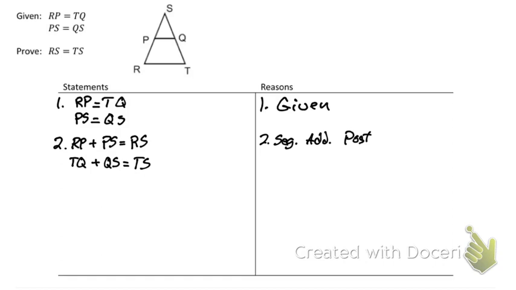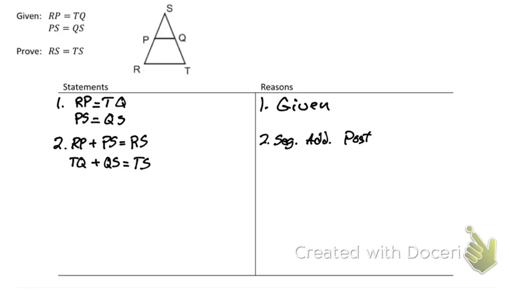So I'm going to look at my given and say, well, if RP equals TQ, wherever I see RP, I can replace that with TQ. Wherever I have PS, I can rewrite that as QS. Substitution lets me do that. As soon as something's equal to it, I can write either or wherever I want to.